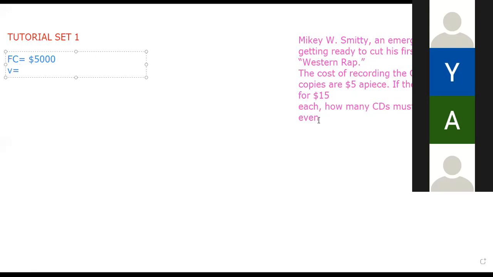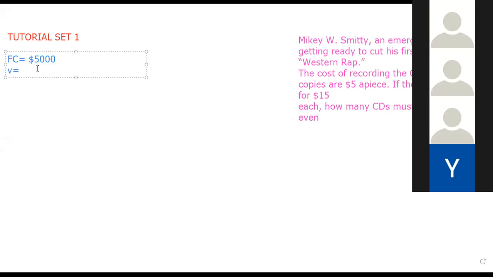Kezia: copies are $5. So the variable cost is $5. Okay, copies are $5 a piece. So anytime you want to produce a copy, that's what it means.